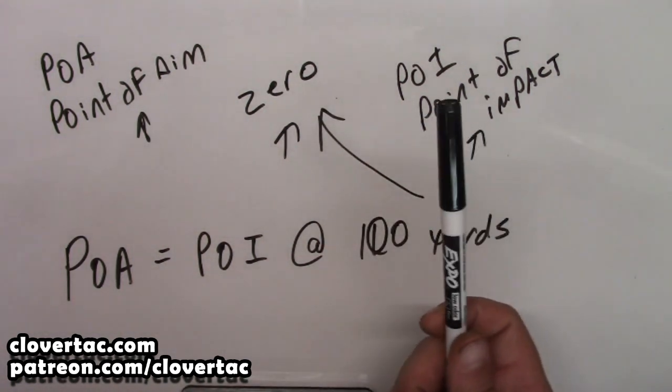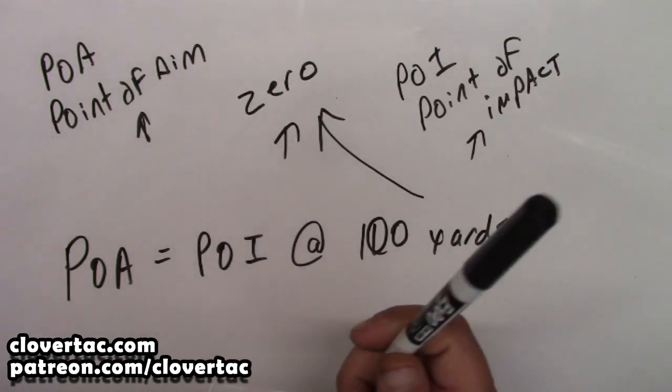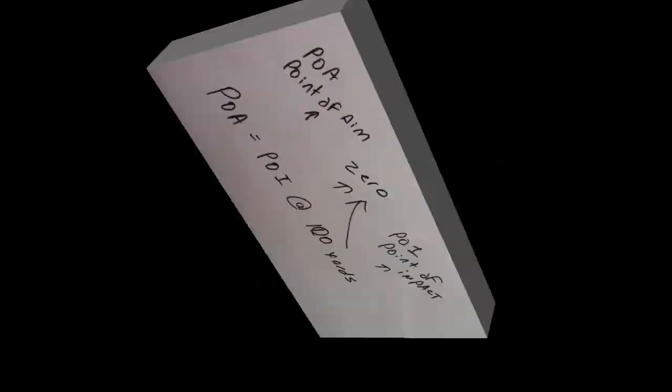So there you go, a pretty basic understanding of point of aim, point of impact, and zero.